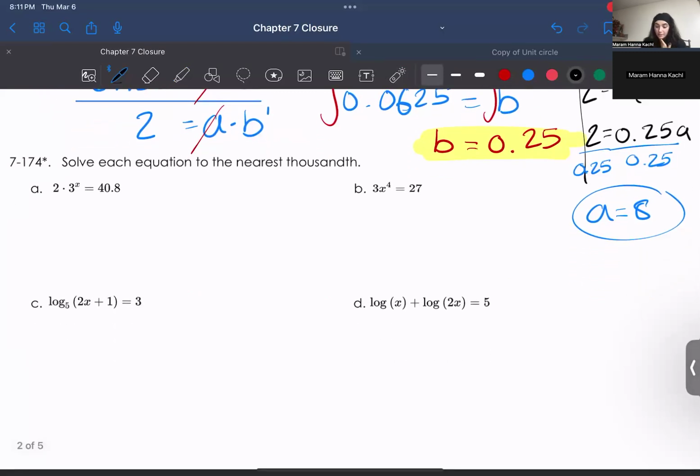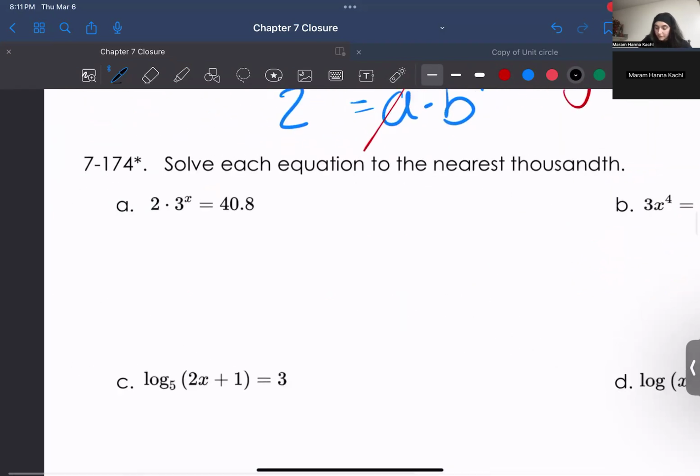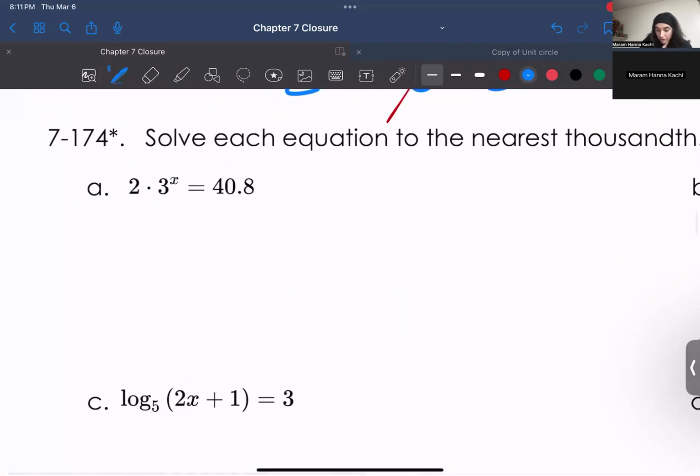These last few tell me to just solve each equation to the nearest thousandth. So my goal here is to try to get the x to be by itself. Starting with our first one, the x is alone and attached to this 3, so I'm going to leave that alone entirely. How can I get that blue underlined part on its own?